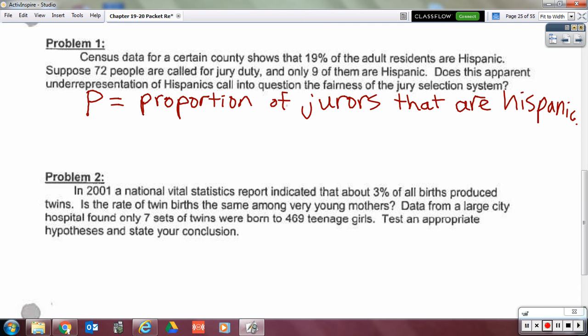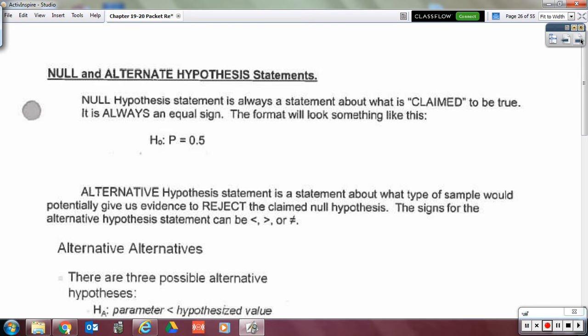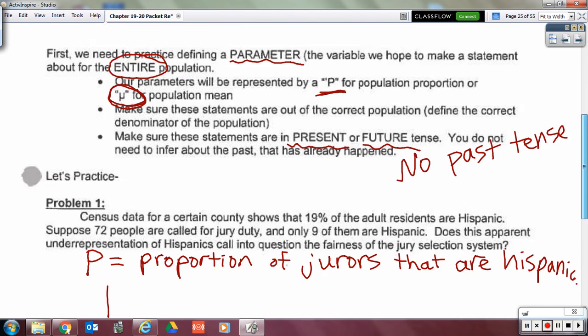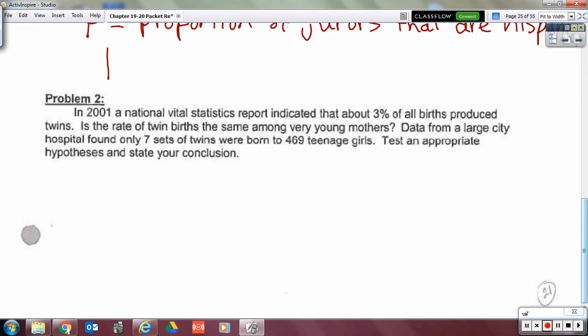Now, let's go ahead and practice this thing called a null hypothesis. Oh, I think actually that's for the next page. Let me check here. Yeah, we'll talk about the null hypothesis and alternative shortly. All right, let's do this next one.